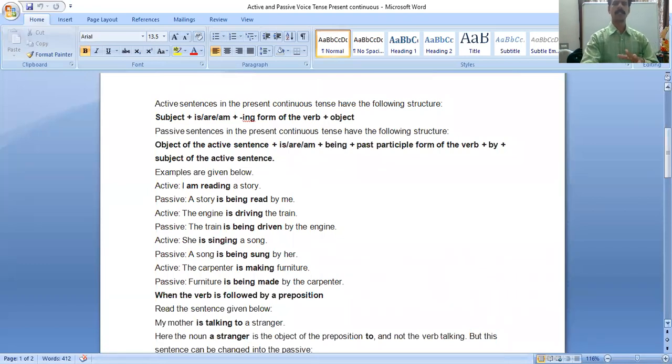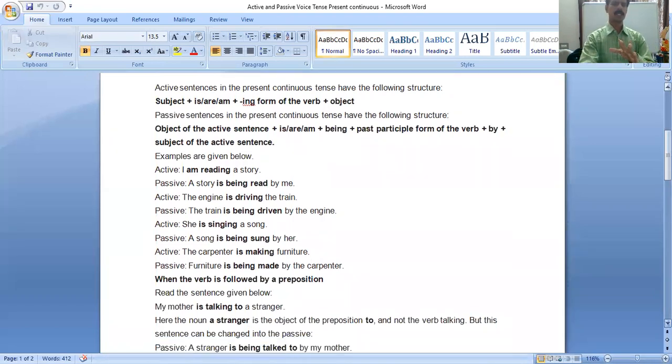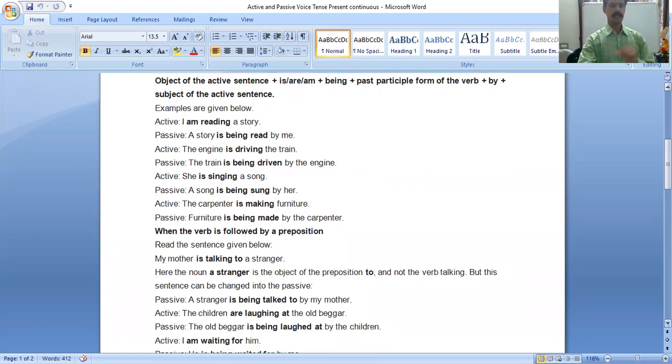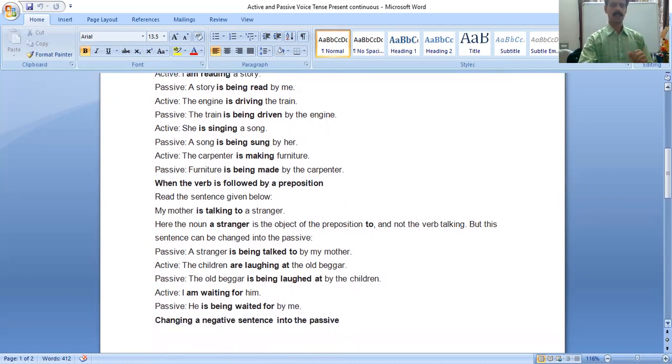So the remaining things you can see here. Many sentences are here. I am reading a story. The rules and everything are given there, so later you can also read and understand all the things. When you watch this video again and again, you can find all these things in the notes. I am reading a story. A story is being read by me. The engine is driving the train. The train is being driven by the engine. She is singing a song, we already know.